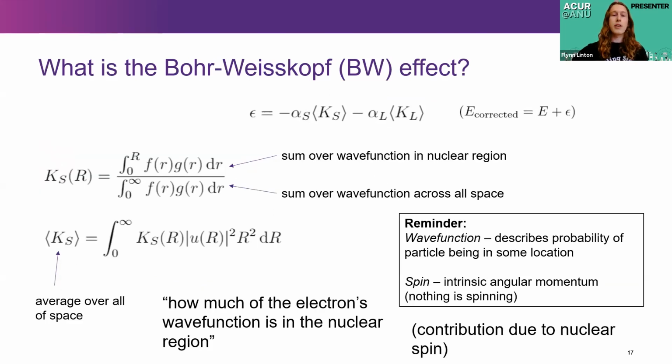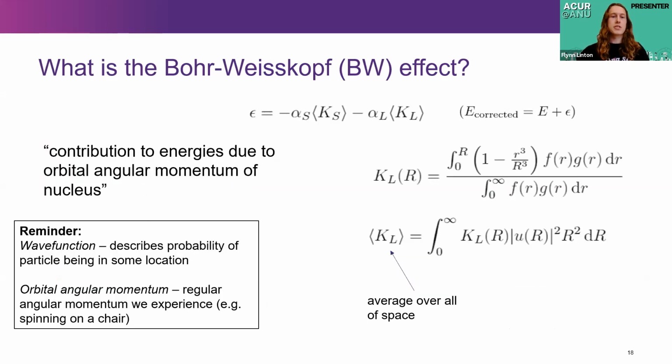Now, the whole Ks term actually tells us of the contribution to the correction due to the nuclear spin, and hence the subscript S. And so the second term is fairly similar to this, except it describes the contribution due to the orbital angular momentum of the nucleus. So just like regular angular momentum that we're familiar with.